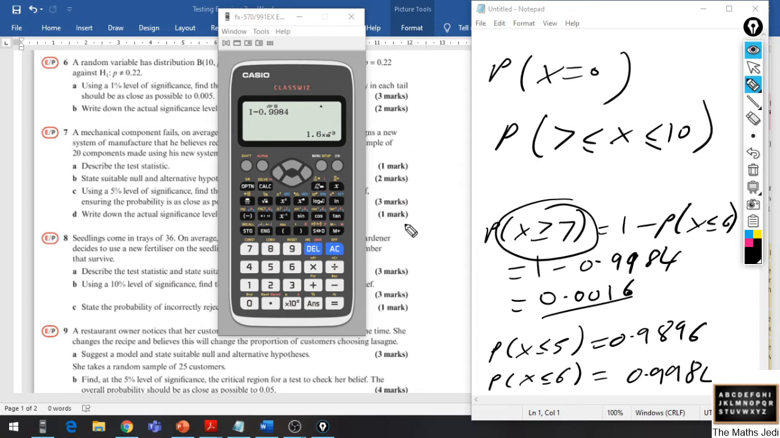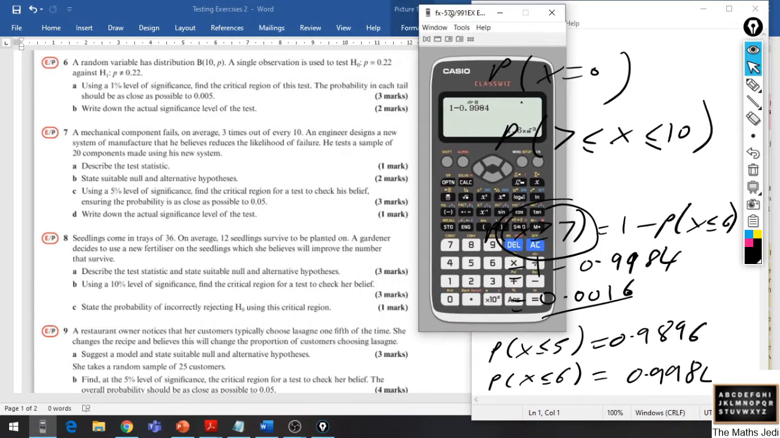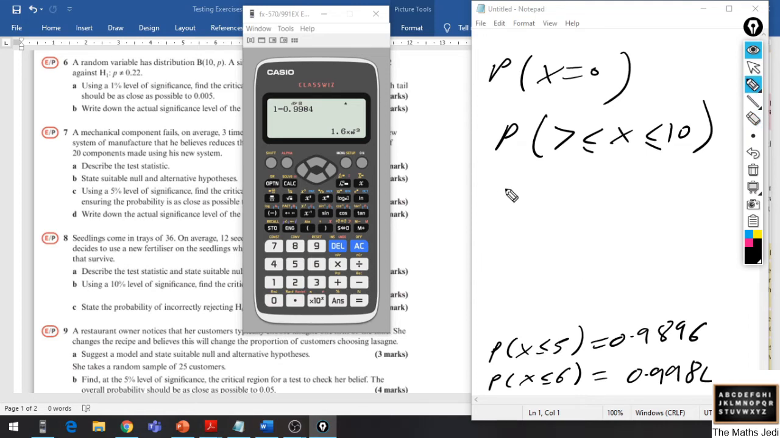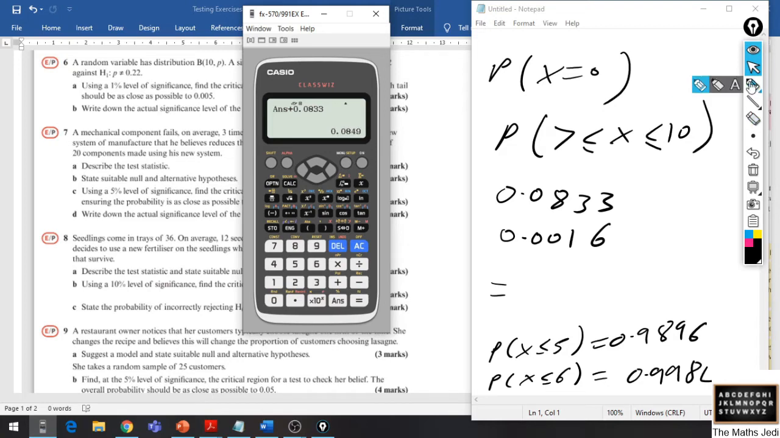A reminder though, that in terms of the question, because the question does touch on this, I'll leave this live a little bit. The question does say, if you read it, write down the actual significance level of the test. So earlier on we worked out the probability of it being 0, which was 0.0833. The probability of it being between 7 and 10 was 0.0016. So we're going to add these two possibilities up, and if we add these two possibilities up, we will get the combined significance level of the test. So again, in calculate mode, I'm already in, so just add on 0.0833. And that gives me 0.085. I'll do it to 2 SFs just to avoid a rounding error. So 0.085, so that's about 8.5% significance.